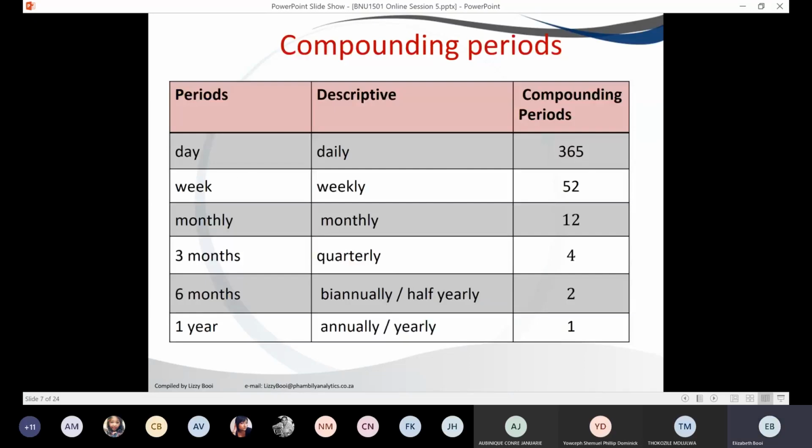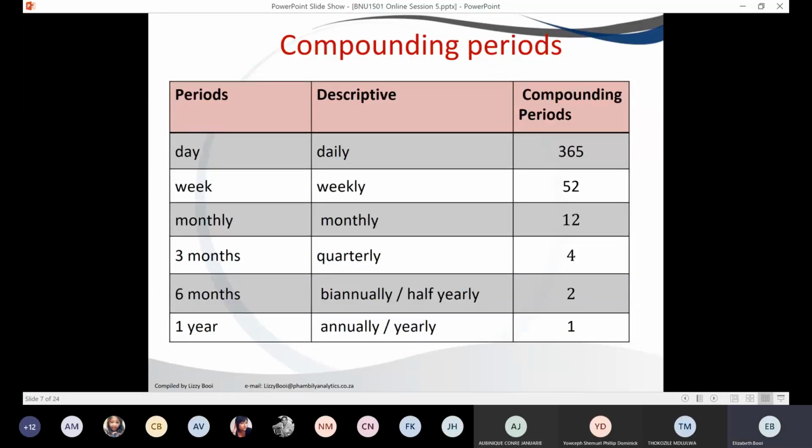Okay, so remember when we did compound interest, we said there are compounding periods. We are also going to use the compounding periods, because with annuities we also need to remember that the interest is divided by the compounding period and the term is multiplied by the compounding period. And you always need to know what the compounding periods are.